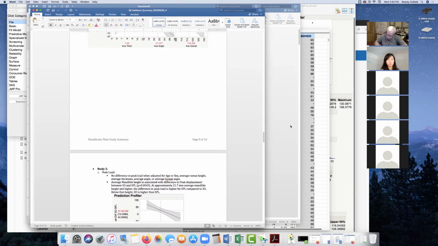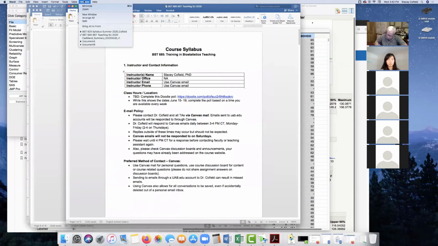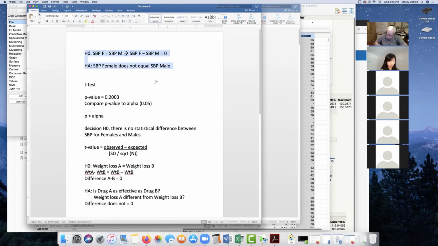Nicole asked, so in this discussion, we'll be writing sentences, not formulas. Yes, you'll be writing sentences. Put it into words. So if we go back to this document here, you're going to be writing words.